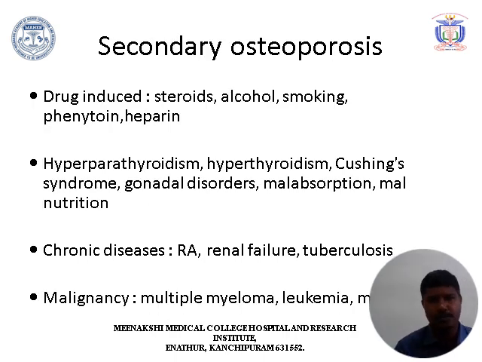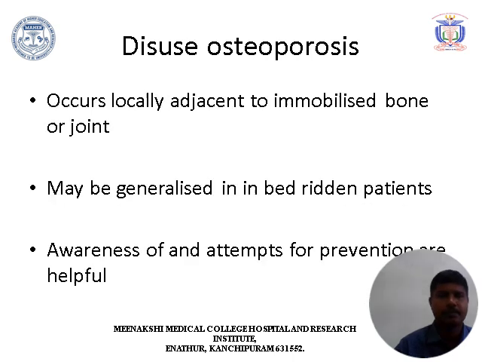Coming to secondary osteoporosis, it may be induced by certain drugs and conditions like steroid intake, alcohol and smoking, phenytoin and heparin use. Metabolic conditions like hyperparathyroidism, hypothyroidism, Cushing syndrome, hormonal disorders, malabsorption, malnutrition may lead to secondary osteoporosis, and chronic diseases like rheumatoid arthritis, renal failure, and tuberculosis may also lead to secondary osteoporosis, and malignant conditions like multiple myeloma and leukemia also can lead to secondary osteoporosis.